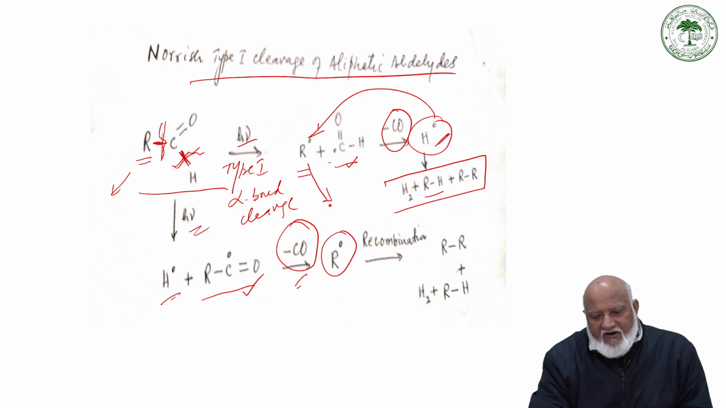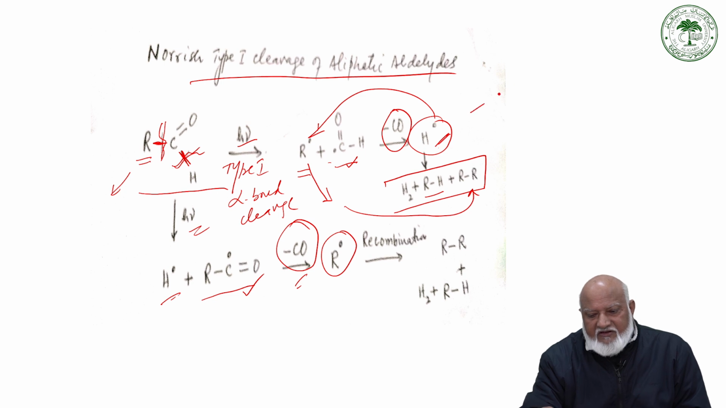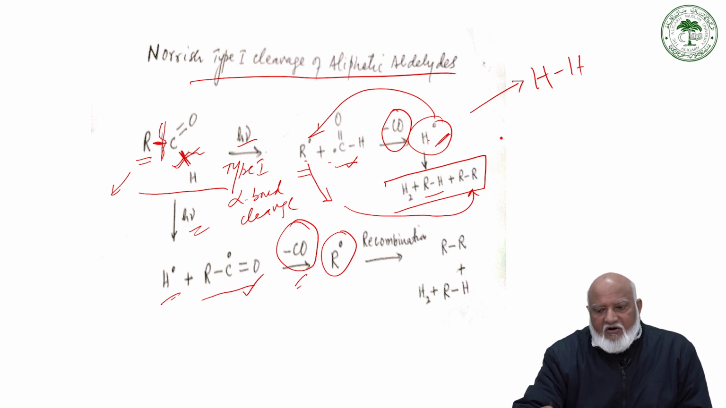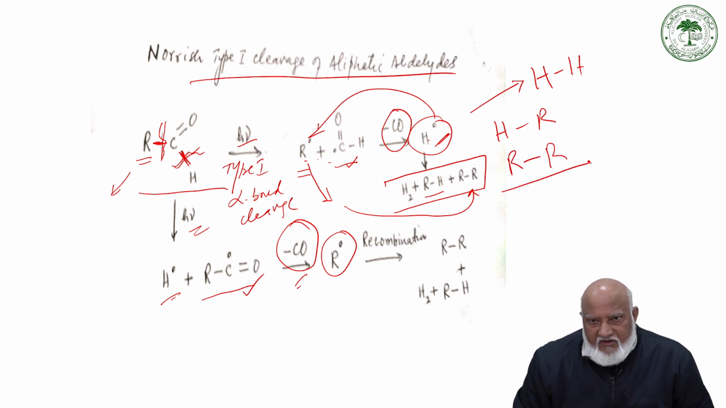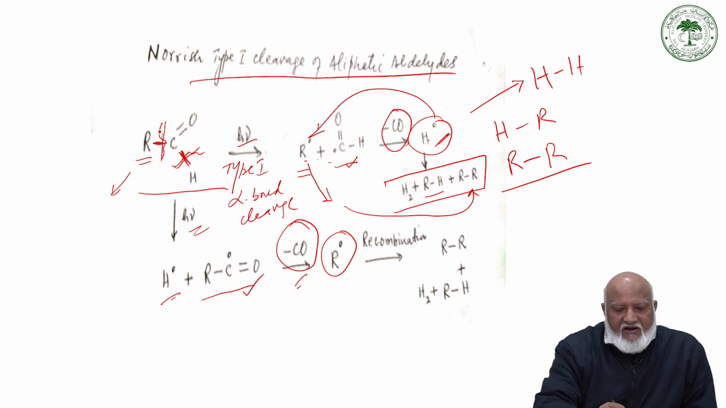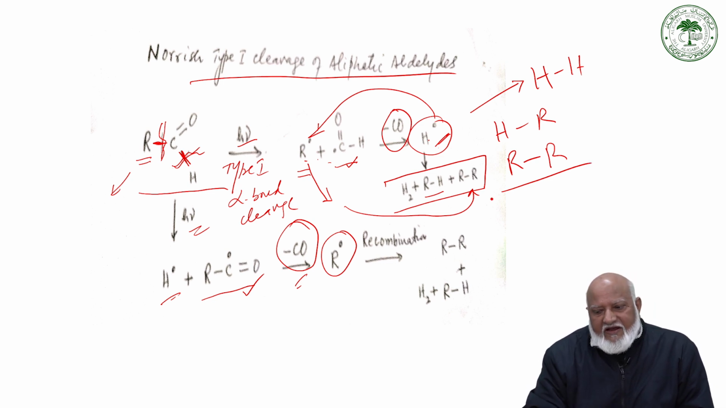So there is a possibility of 3 types of combination. 2 H dot can give HH, H dot can combine with R dot to give HR, and 2 R dot can combine to give RR. So these are the 3 products obtained from the combination of the radicals. So we essentially end up with higher alkanes. Higher alkanes, hydrocarbons, are formed in the case of Norrish type 1 reaction of aldehyde.